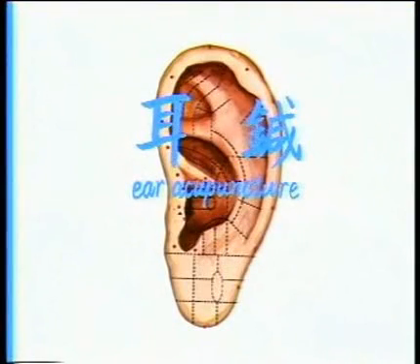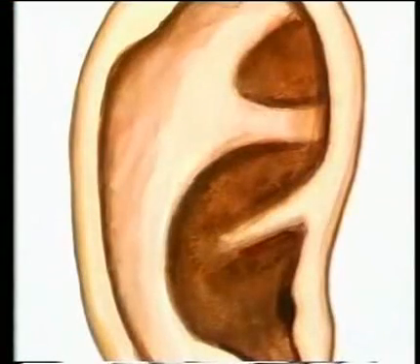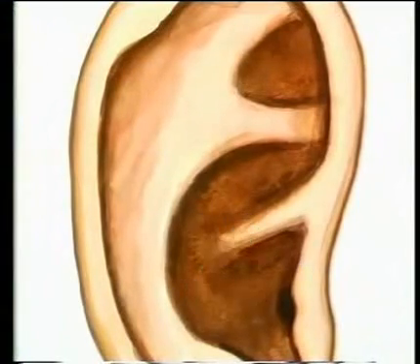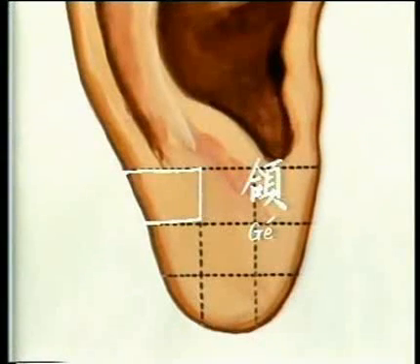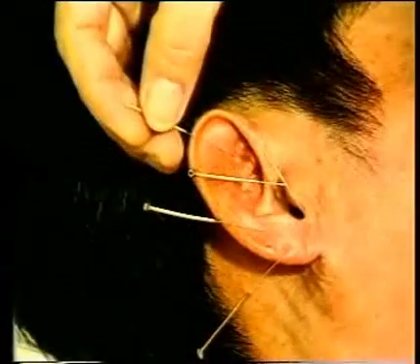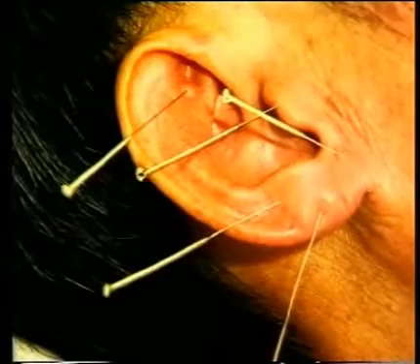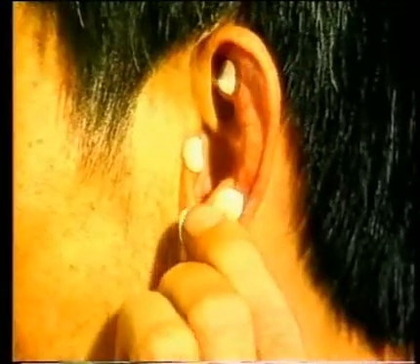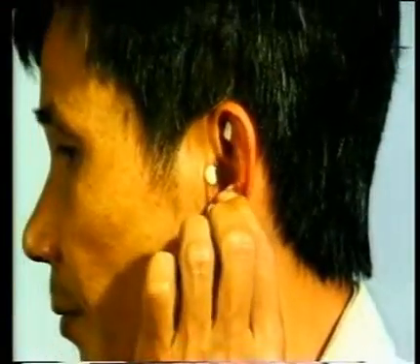Auricular acupuncture. Puncture Shenmen, triangular fossa apex, occiput, jaw, and tooth with strong stimulation. Retain the needles for 1 to 2 hours. Apply seeds after puncturing. Press the seeds repeatedly.